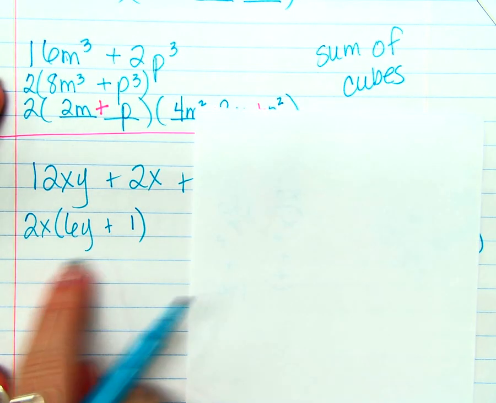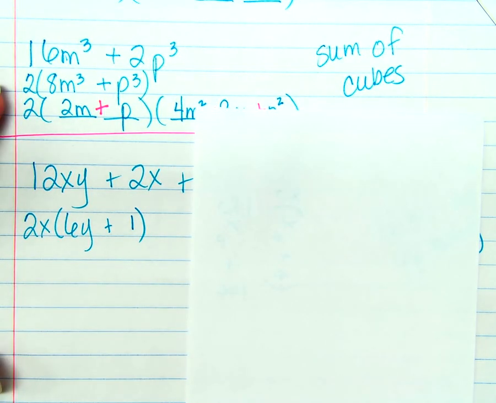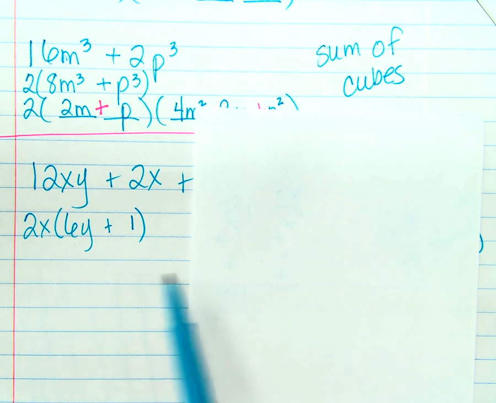Is there anything else I can do to that? You know what this crazy kid earlier said to me? Well, 6y plus 1 is 7y. Is 6y plus 1 7y? No, you can't combine them. They're not like terms. Okay? One of them has a variable of y, one of them doesn't. Is there anything else I can do to this?